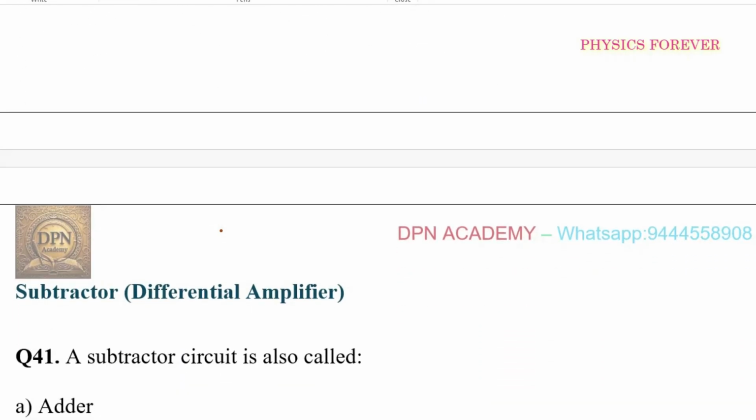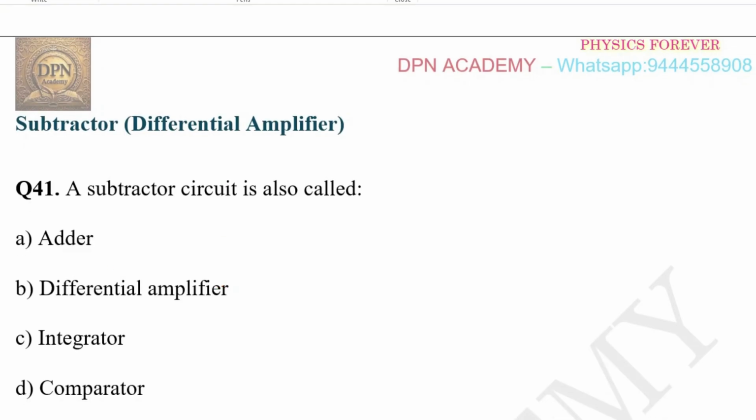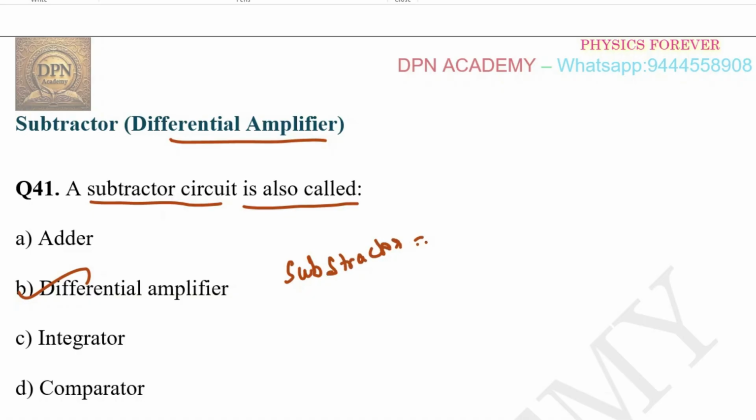So next is the subtractor, the differential amplifier. Question number 41: a subtractor circuit is also called a, it was already given in the question, differential amplifier. So answer B is correct. It should be an amplifier of the difference between the two inputs. Okay, the subtractor is equal to differential mode.